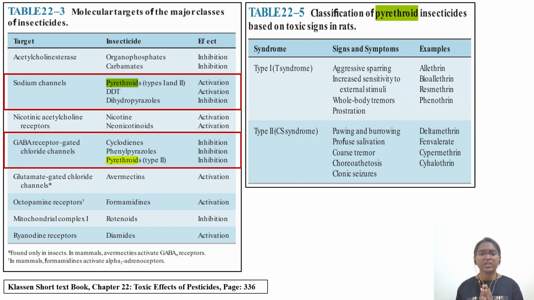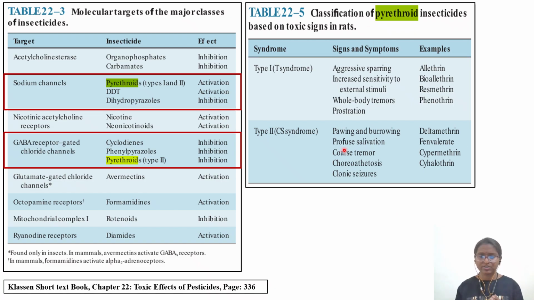Okay, let's see what other pages are there in Casarett and Doull only. Page number 336, they have given two more tables, table 22.3 as well as table 22.5. Here again, you can see that pyrethroids, both type 1 and type 2, are listed, the target is sodium channel, and they are causing activation. Here you can see even DDT is also causing activation of the sodium channel. In addition to sodium channels, pyrethroids also target GABA receptor gated chloride channels.